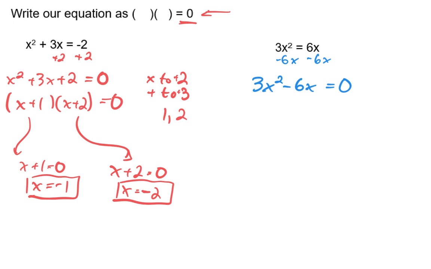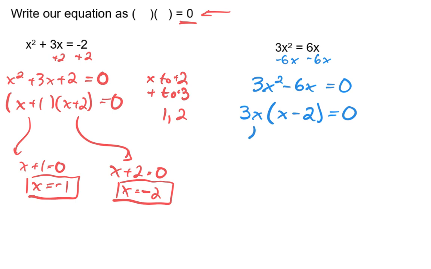Now I move on to my factoring. What is common between these two terms here? 3 is definitely common. Both 3 and -6 are divisible by 3. And an x is common. So we can factor out a 3x. We'll be left with an x here. 3x times x is 3x squared. And here we'll be left with -2. And this is completely factored. That didn't take us very long.